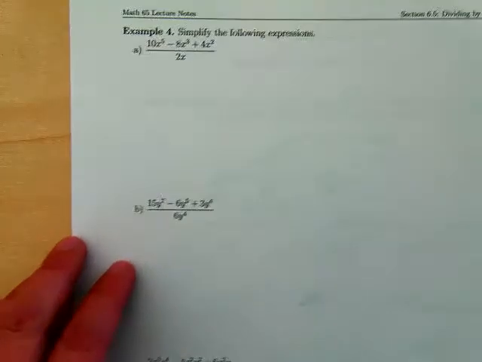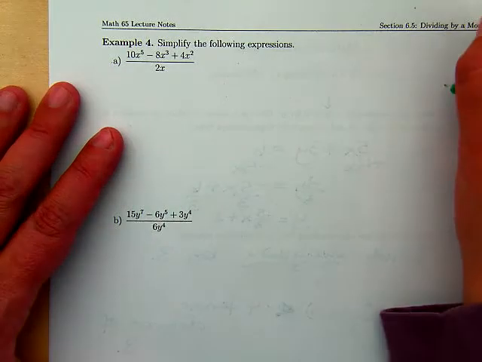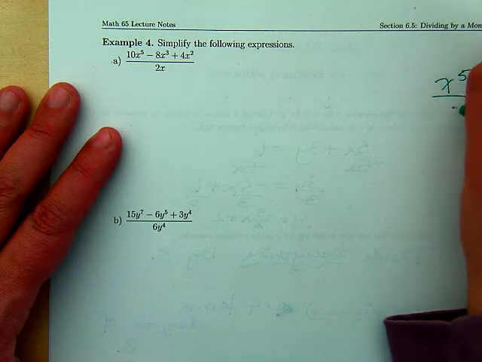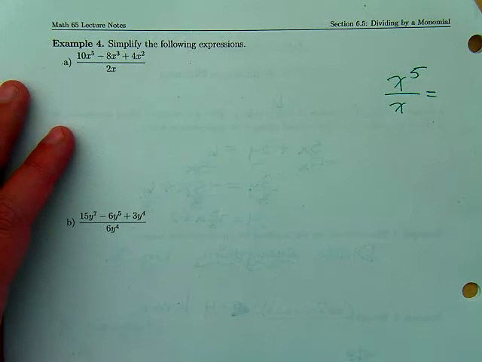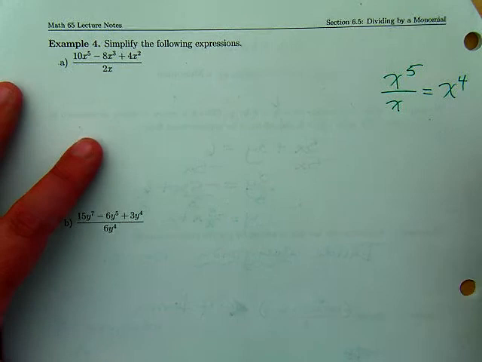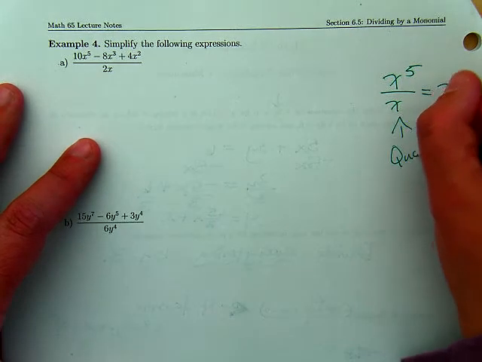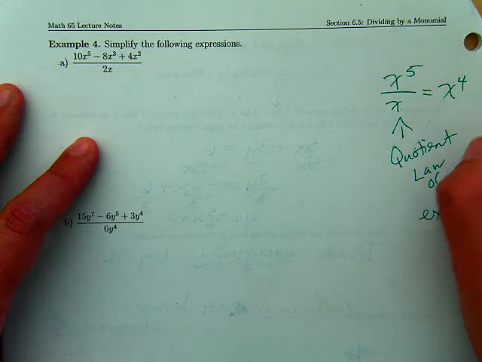Okay, so that's all we're doing here with these problems, we're really just dividing. Now, if you're dividing by another variable, you're going to use those laws of exponents. So remember how we said that x to the 5th divided by x, what would that be? X to the 4th. We subtract the exponents. That's called the quotient law of exponents.